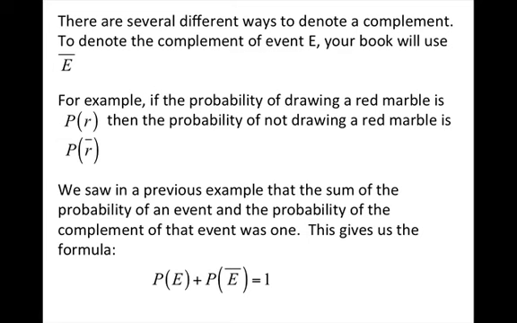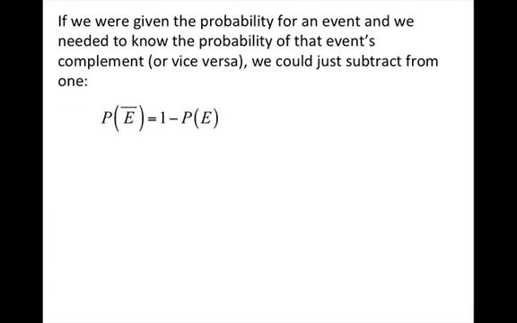Well, we saw in a previous example that the sum of the probability of an event and the probability of the complement of that event was 1. So that gives us a formula we can work with. If we're given the probability for an event and we needed to know the probability of that event's complement or vice versa, we could just subtract from 1. So the probability of the complement equals 1 minus the probability of an event. And likewise, the probability of an event equals 1 minus the probability of the complement of that event.